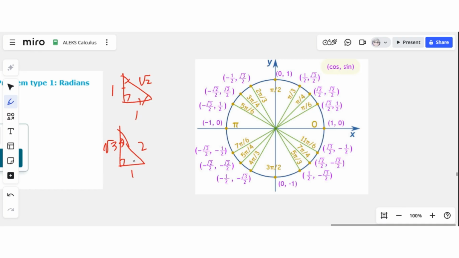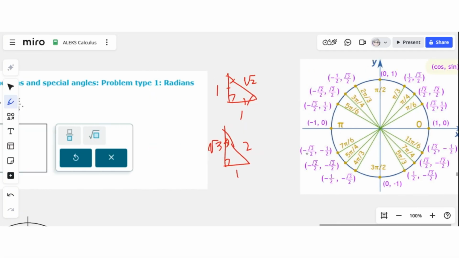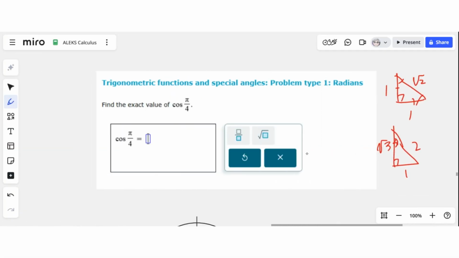Now these numbers should already be ringing some bells. Look at the fractions we have around the unit circle. We've got a bunch of square roots of 2's, square roots of 3's, and 1's and 2's. This is where those numbers are coming from. So I want to show you how that's the case as we do these problems.